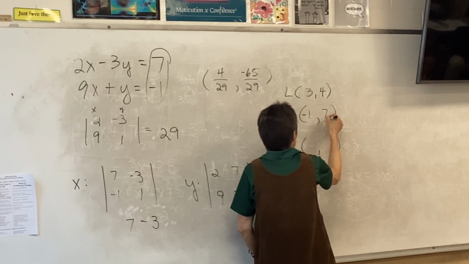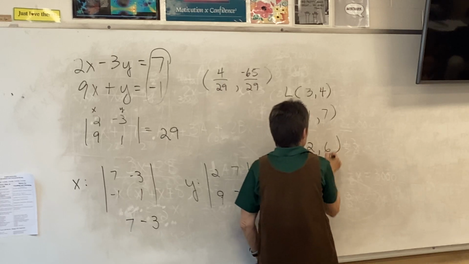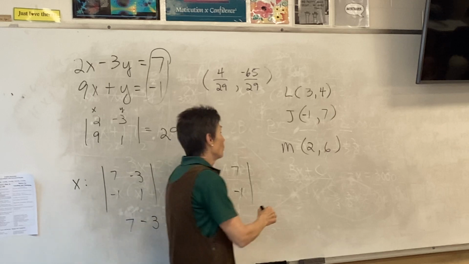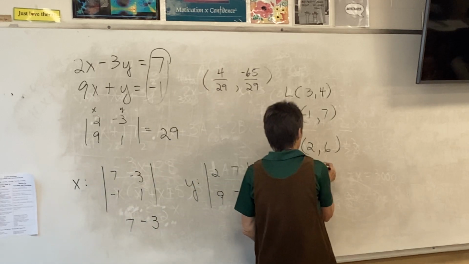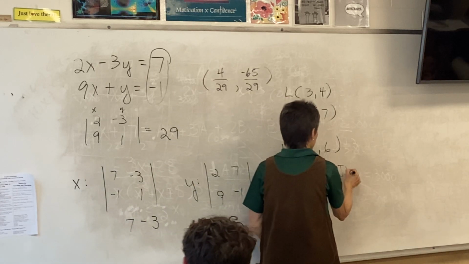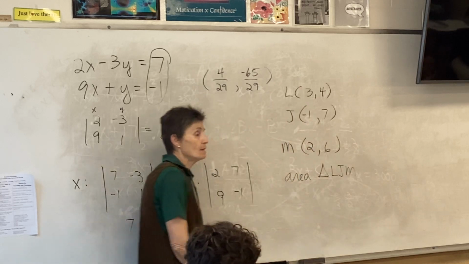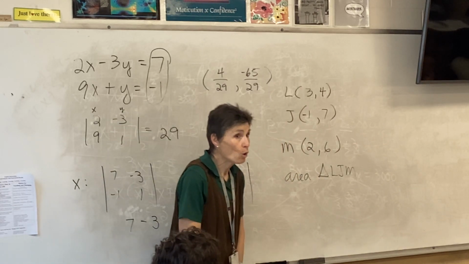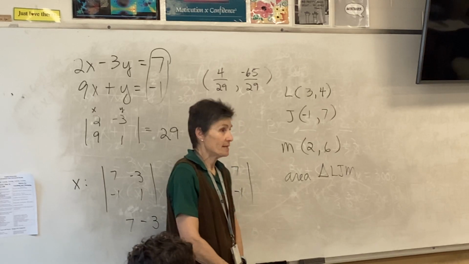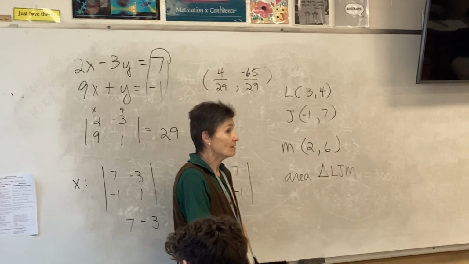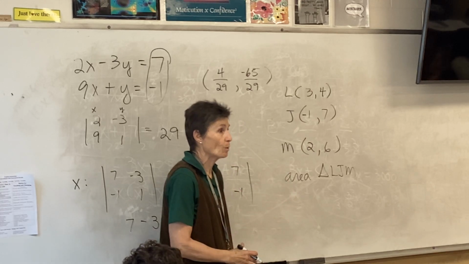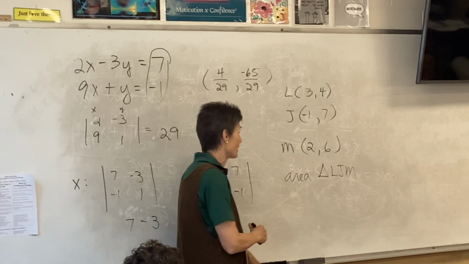-1, 7, and 2, 6. All right, there are the points. These 3 points make a triangle. We're going to find the area of triangle LJM. Now, if this is a no calculator problem, then yeah, I would do determinants. And in fact, I would do that anyway, because that's certainly the fastest way, and there are a lot of problems on this test when I get through it.